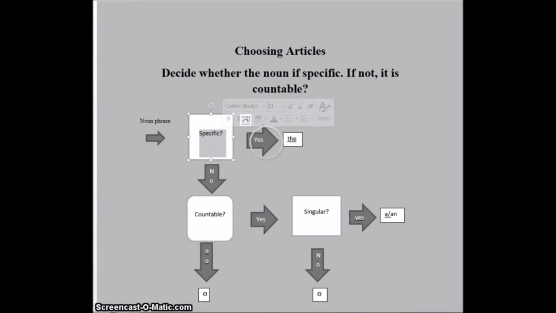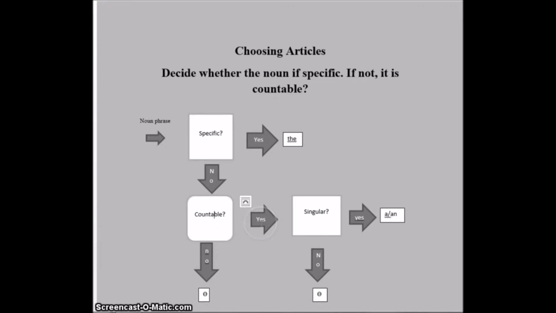But if the answer is yes, then you can use the. And particularly in academic writing, you use the a lot. So this is an important one. If it's not specific, the second question that you need to ask is whether it's countable. And again, countable can be a very difficult concept. Countable means, can you have more than one? Can you count them individually? Most words are either countable or not countable, and some words are both, but have different meanings.